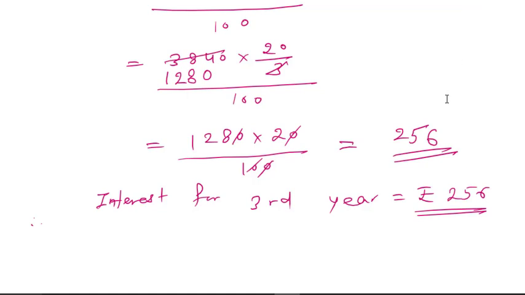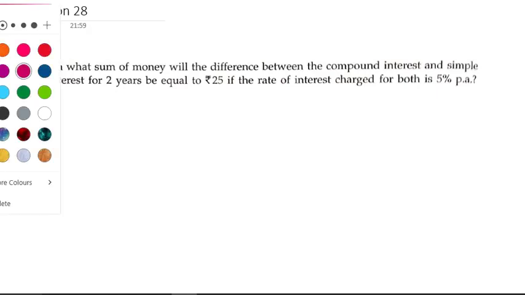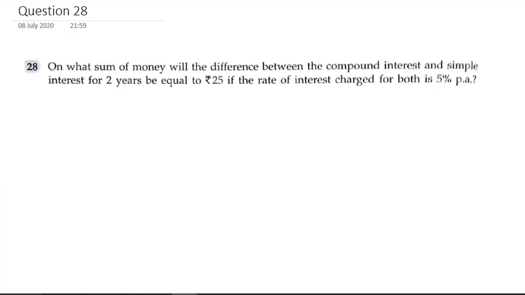Now let us move to question 28. Question 28 is: on what sum of money will the difference between the compound interest and simple interest for 2 years be equal to 25, if the rate of interest for both is 5% per annum? So if you see what is given, you have been given the difference in simple interest and compound interest for 2 years and the rate of interest is given. So the value of R we know.